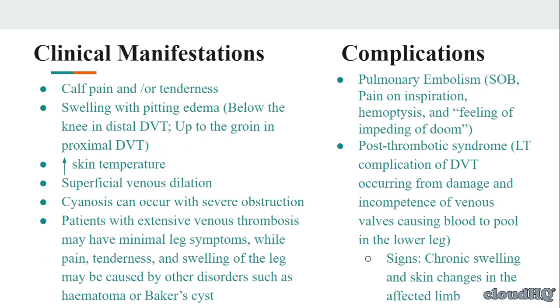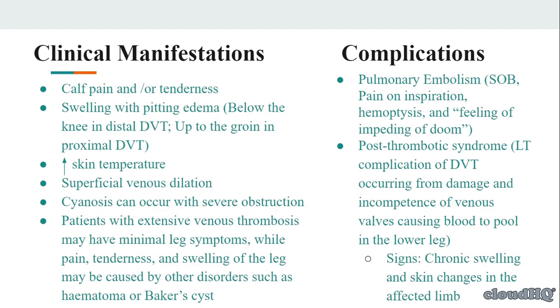Clinical manifestations and complications. Some manifestations are calf pain or tenderness, swelling with pitting edema, increased skin temperature, superficial venous dilation, and cyanosis occurring with severe obstruction. Patients with severe VTEs may have fewer leg symptoms, while pain, tenderness, or swelling of the lower extremities could be caused by other disorders such as a hematoma or Baker's cyst.